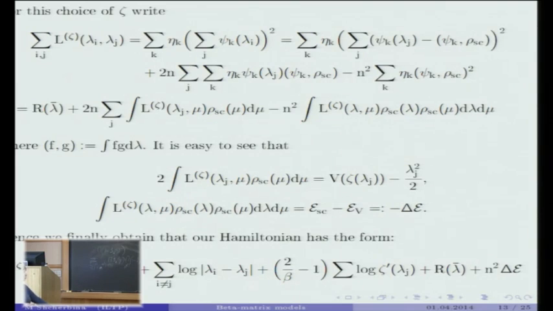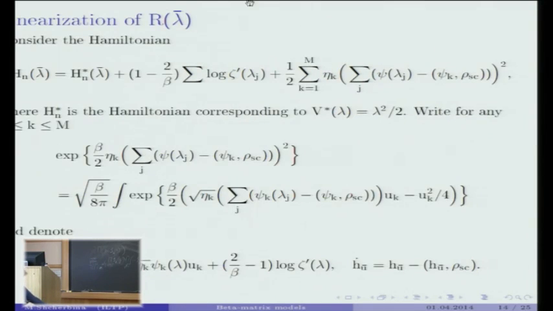And what is important, why I choose zeta of lambda in this way, is that if you compute this term, you obtain v of z of lambda minus lambda j squared over 2. Here is just the difference of the energies. So with this choice of zeta, your Hamiltonian will take the form: you have Gaussian, you have the standard logarithmic interaction, you have some small perturbation, you have this atom, and this is just a constant. Okay.